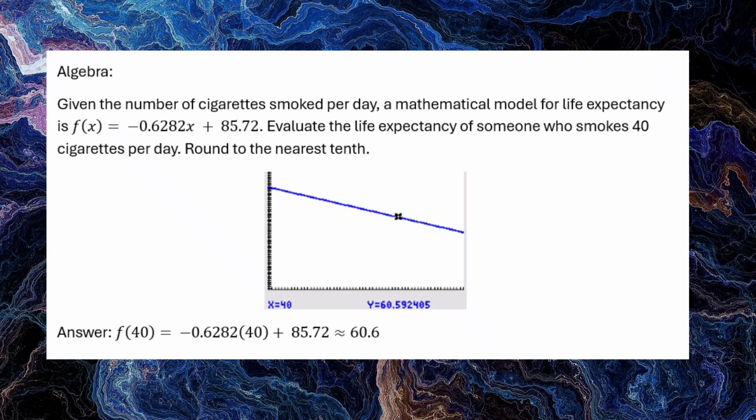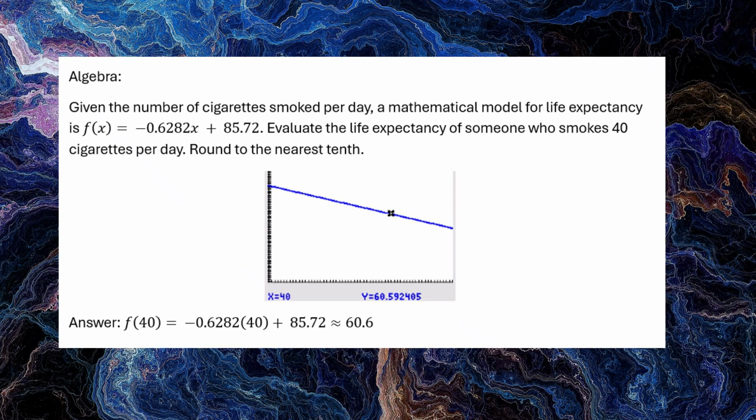This is a question that came from an algebra student, and there's a lot of overlap between this and statistics, so I'm going to file it under statistics also. Given the number of cigarettes smoked per day, a mathematical model for the life expectancy is f of x equals negative 0.6282x plus 85.72. This is a mathematical model, it's an equation, it's a function.